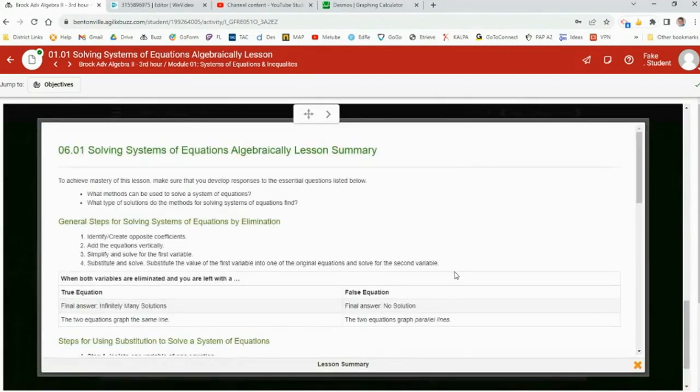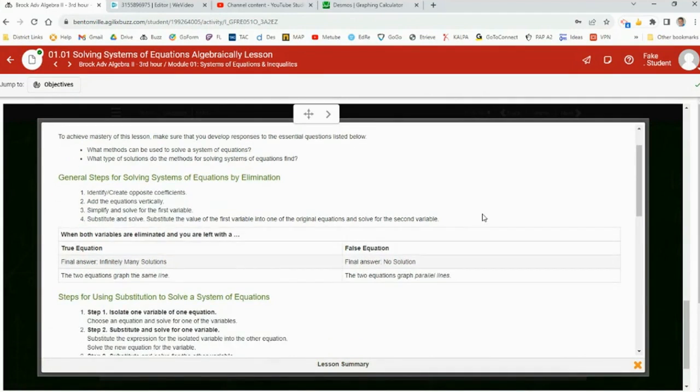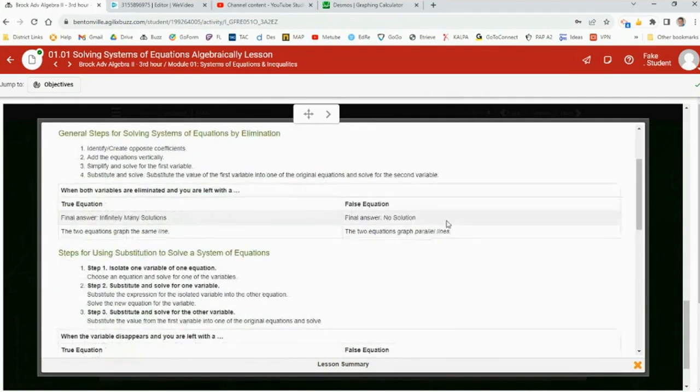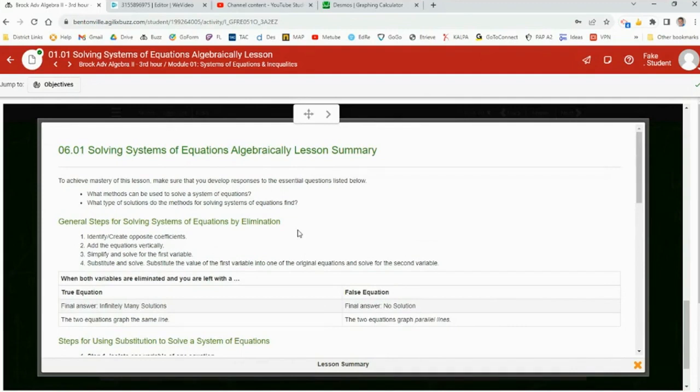All right, I want to show you, here's the lesson summary at the end of this page. This is great for your notes. It lists all the steps, so you can have the steps written down in your notes. You can print this and use this as your notes. You know, get you a 3-ring binder or something. Now, here's one of the things to watch out for.